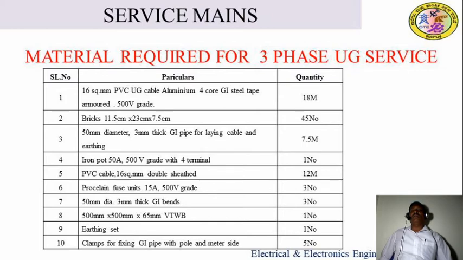Porcelain fuse unit 15 amps 500 volt grade, 3 numbers is required. 15 mm dia 3 mm thick GI bends, 3 numbers is required. 500 by 500 by 65 mm varnish liquid board, 1 number is required. Earthing set, 1 number. Clamps for fixing the GI pipe with the pole and meter side, 5 numbers should be required.